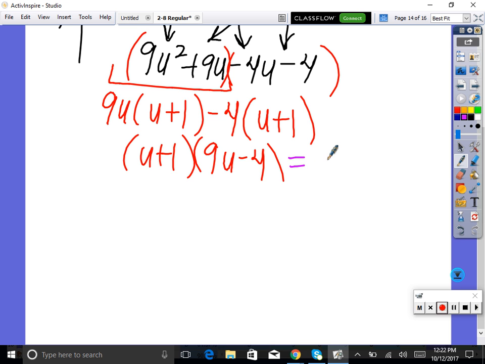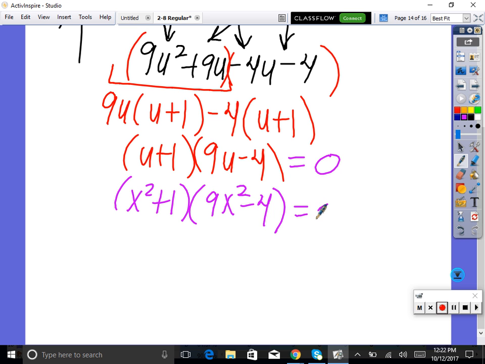Okay, here we go. Now, this is what we factored our u to be, right? At this point, though, this is what we'd say, but we're not dealing with u's. We're actually dealing with x squared plus 1 times 9x squared minus 4. Replace that x squared back in, and now we can solve.